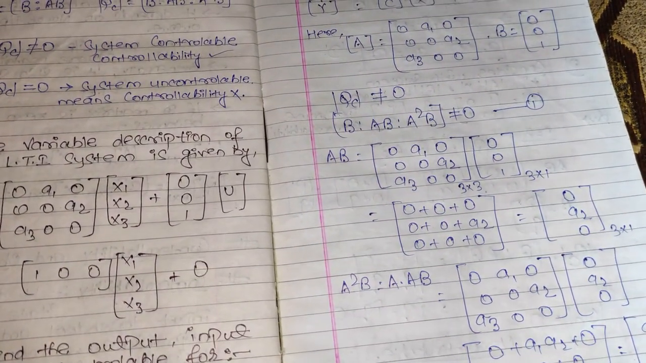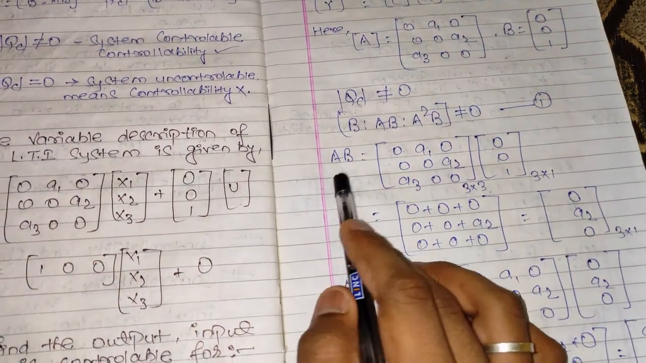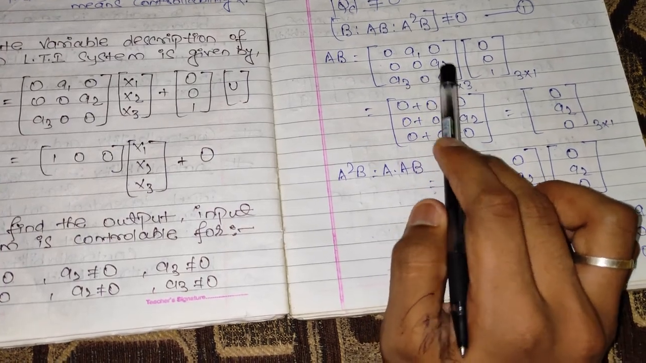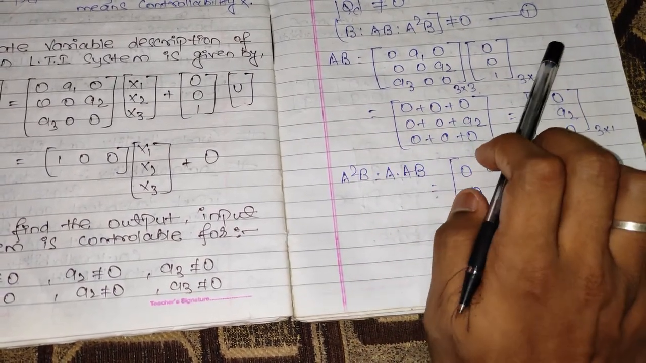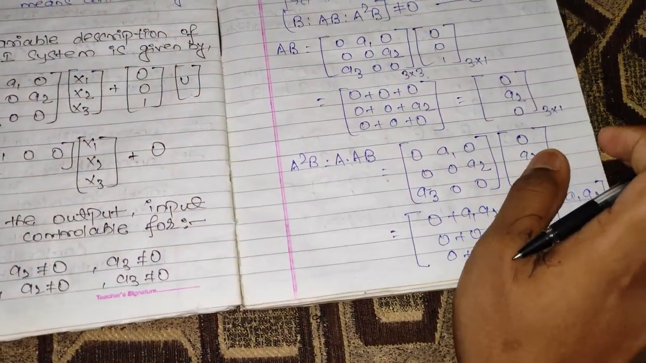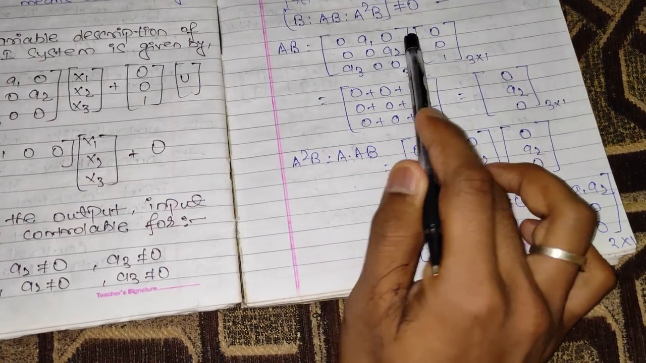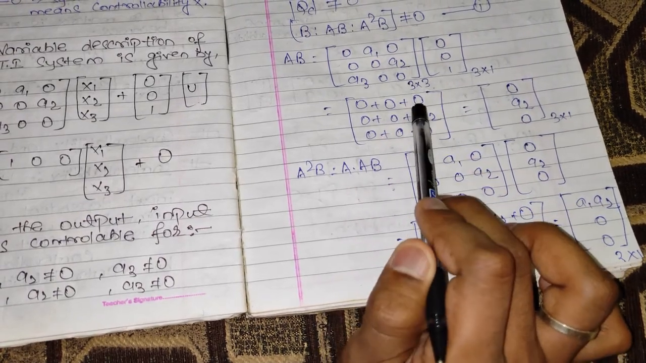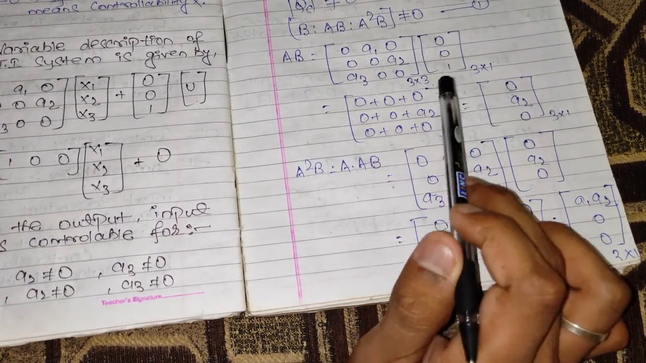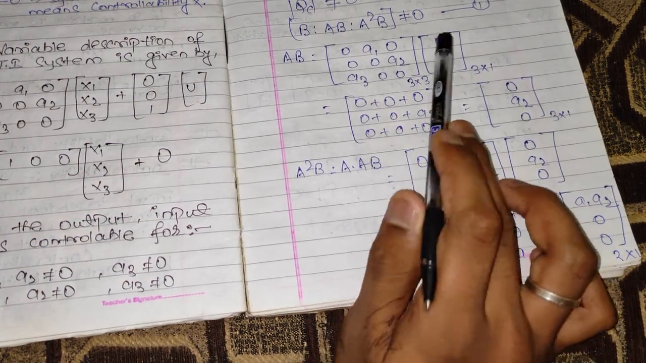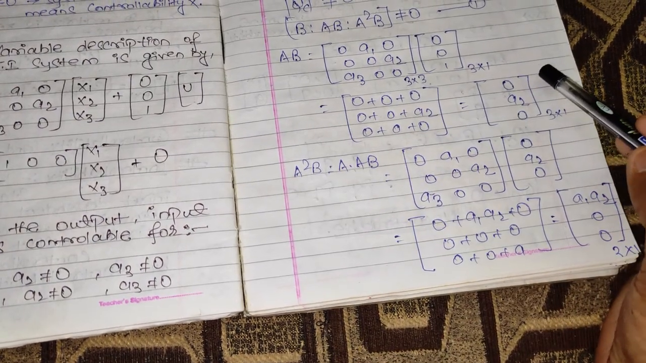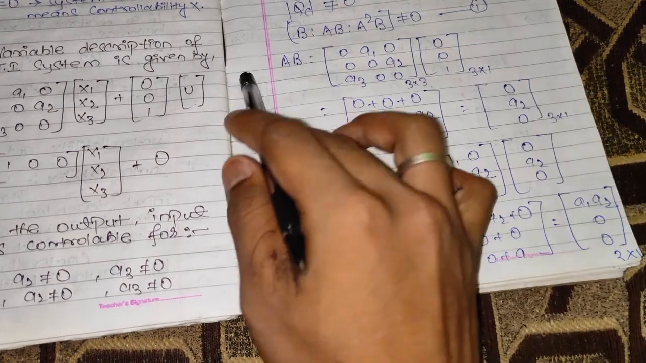So firstly we have A, we have B, then we will find AB. The A matrix is 0, A1, 0, 0, 0, A2, A3, 0, 0, and the B matrix is 0, 0, 1. I hope you all know how to multiply two matrices. Here is the row, here is the column. First 0 into 0, 0, A1 into 0, 0, 0 into 1, 0, and so on, A2 into 1 is A2, A3 into 0, 0. So this matrix becomes 0, A2, 0. This is the AB matrix.